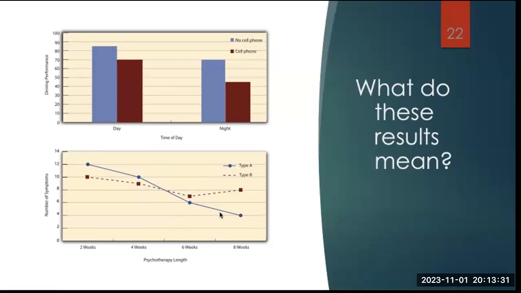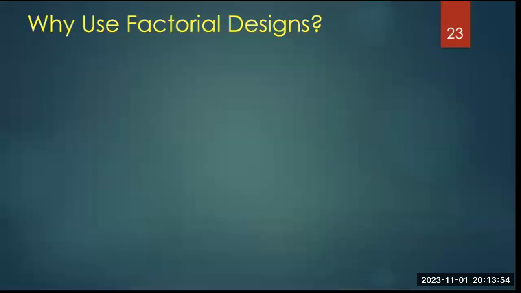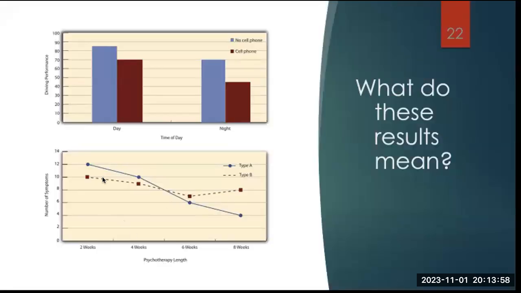What you see here is that the lines are intersecting. What does that mean? It means that there is an interaction effect going on. So anytime that you see that interaction, there's an interaction between the personality type and the length of psychotherapy. With personality type A, their symptoms dropped consistently in comparison to the type B personalities. That's the interaction effect.